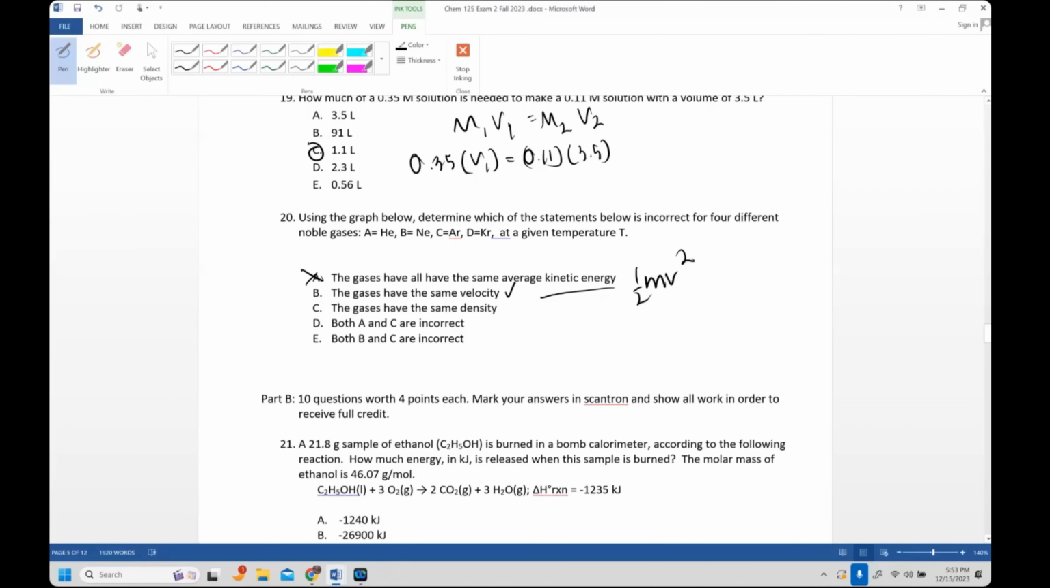C, the gases have the same density. That's not true, because we know per molecule, the heavier ones will have a larger density because it's grams per volume, right? Grams per centimeter cubed. So for the same number of atoms, it'll weigh more. So we know that the densities are not the same. So the answer would be B and C, which is represented by answer choice E. Good.